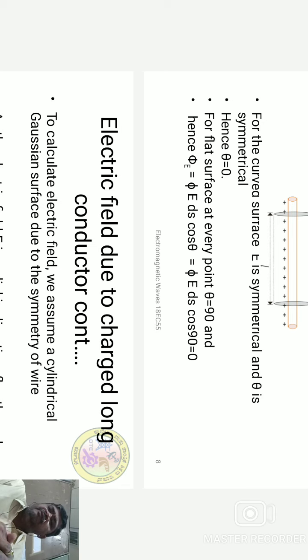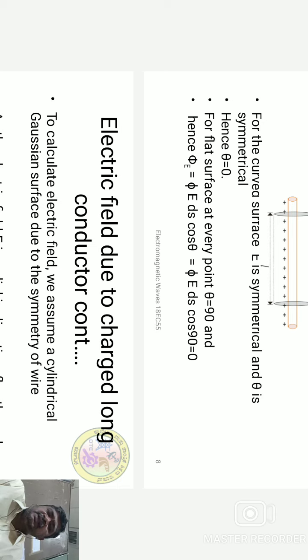The first step: I have considered a point P, and the long conductor carrying charge has been enclosed with a Gaussian surface. Now E at every point on the curved surface is symmetric, and theta at every point is symmetric. The electric field E is also symmetric.